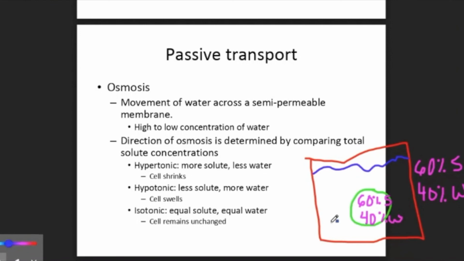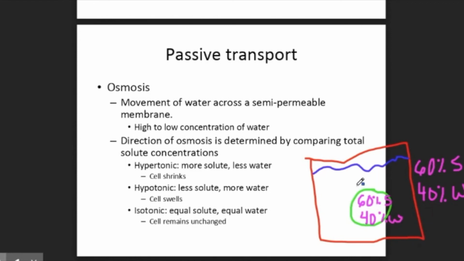Okay, so I have an equal amount of solute in the solution as I do inside the cell, and an equal amount of water outside the cell and inside the cell. Because of this, the cell is going to stay the same. Now, that doesn't mean that water is not going to move. Water is still going to move. It's just going to move in and out in equal amounts.